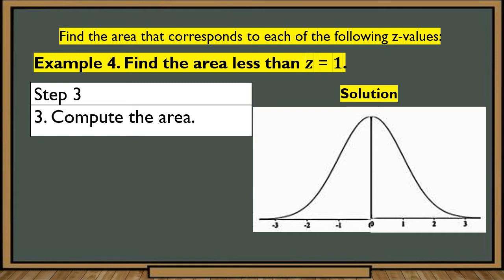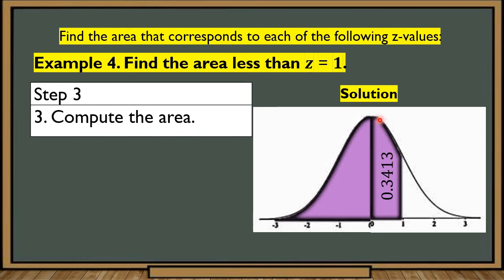After finding the area from 0 to 1, or from z equals 1, which is 3,413, what we need to find is this remaining area. Automatically, we know that this is half of the curve, which is equivalent to 0.5. So this is already 0.5. Now, observe the figure. What will we do with these two areas to find the area from 1 up to here, up to -3, or the area which is less than 1?